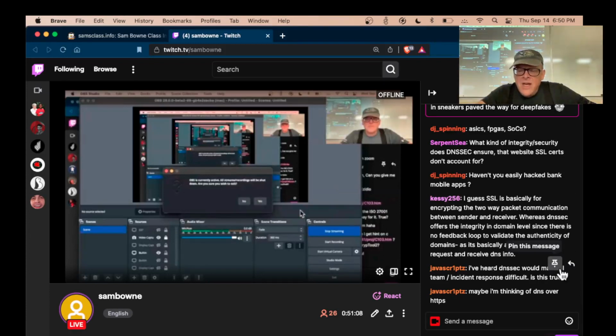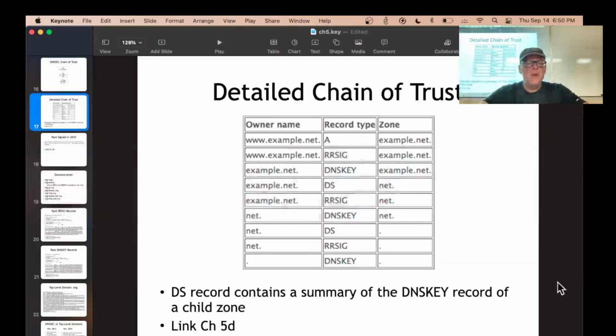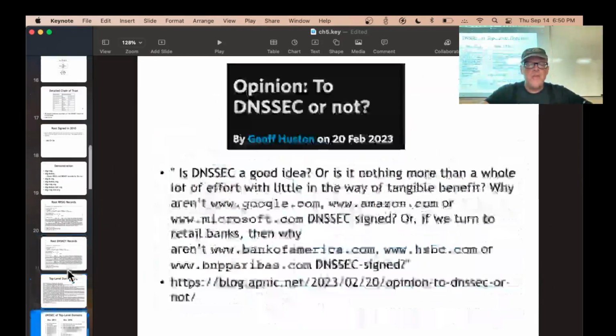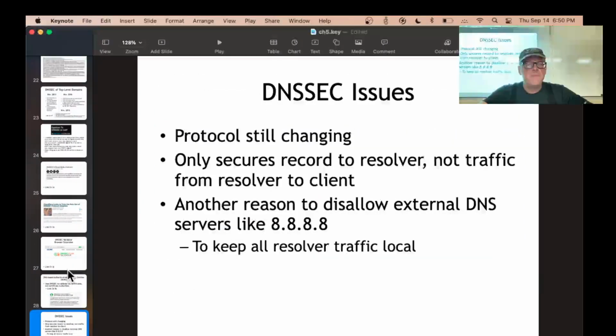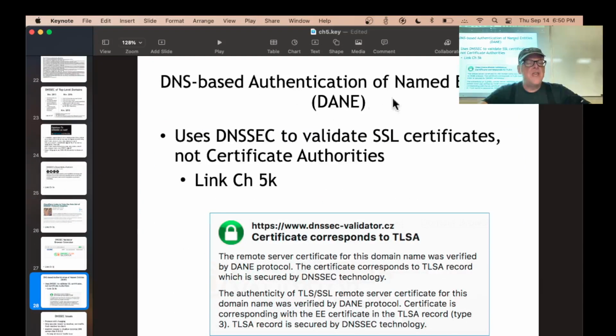Let's see what else here. Yep, that's right. DNS over HTTPS is the privacy solution. Anyway, the reason I brought up all this stuff about HTTPS is for two good reasons. But the first one is DANE, DNS-based authentication of named entities.